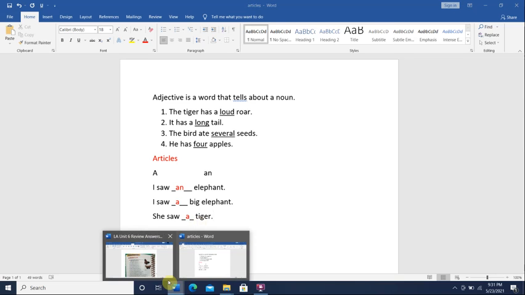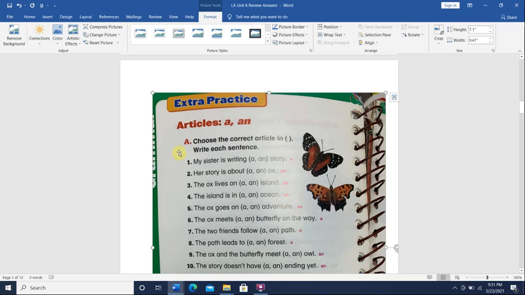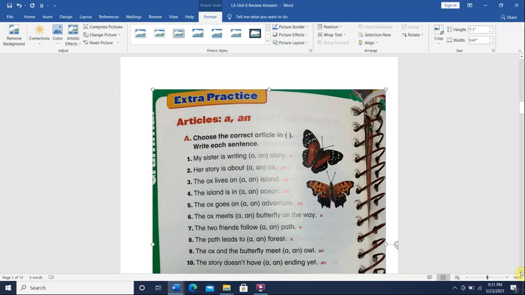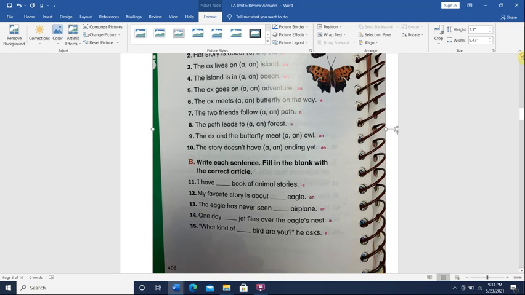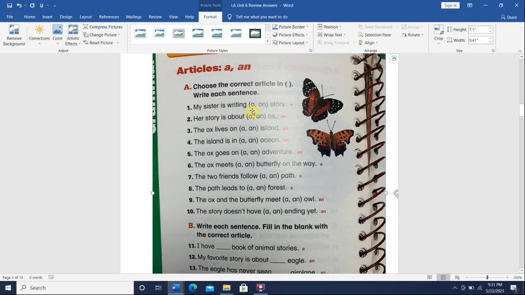Okay? It says here on page 406, choose the correct article for each sentence. My sister is writing a or an story. Story begins with S, so we will choose a story. A. Okay, my sister is writing a story. Her story is about a or an ox. Ox begins with O. O is a vowel, so we will circle an. The ox lives on a or an island. Island begins with I, so we will choose an.